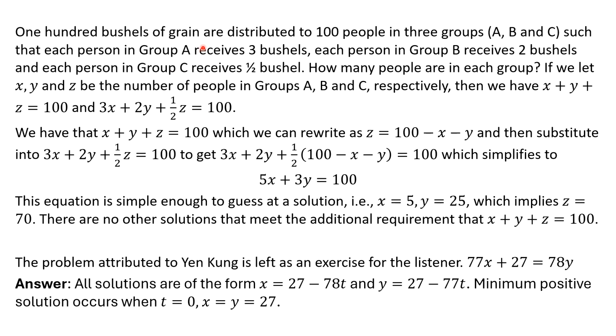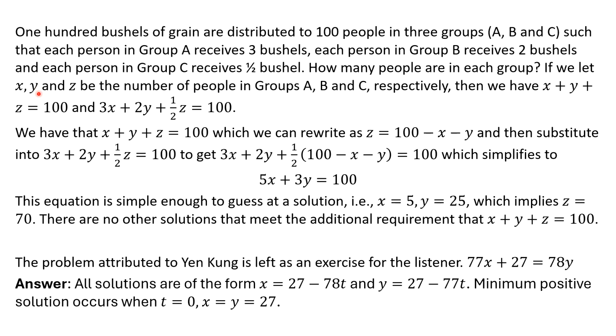We have another problem from earlier in the lesson. That was the bushels of grain problem, but it wasn't quite in the form of a Diophantine equation, but we can get it in that form. So let's review the problem again. 100 bushels of grain are distributed to 100 people in 3 groups, A, B, and C, such that each person in group A receives 3 bushels, each person in group B receives 2 bushels, and each person in group C receives a half a bushel. How many people are in each group?